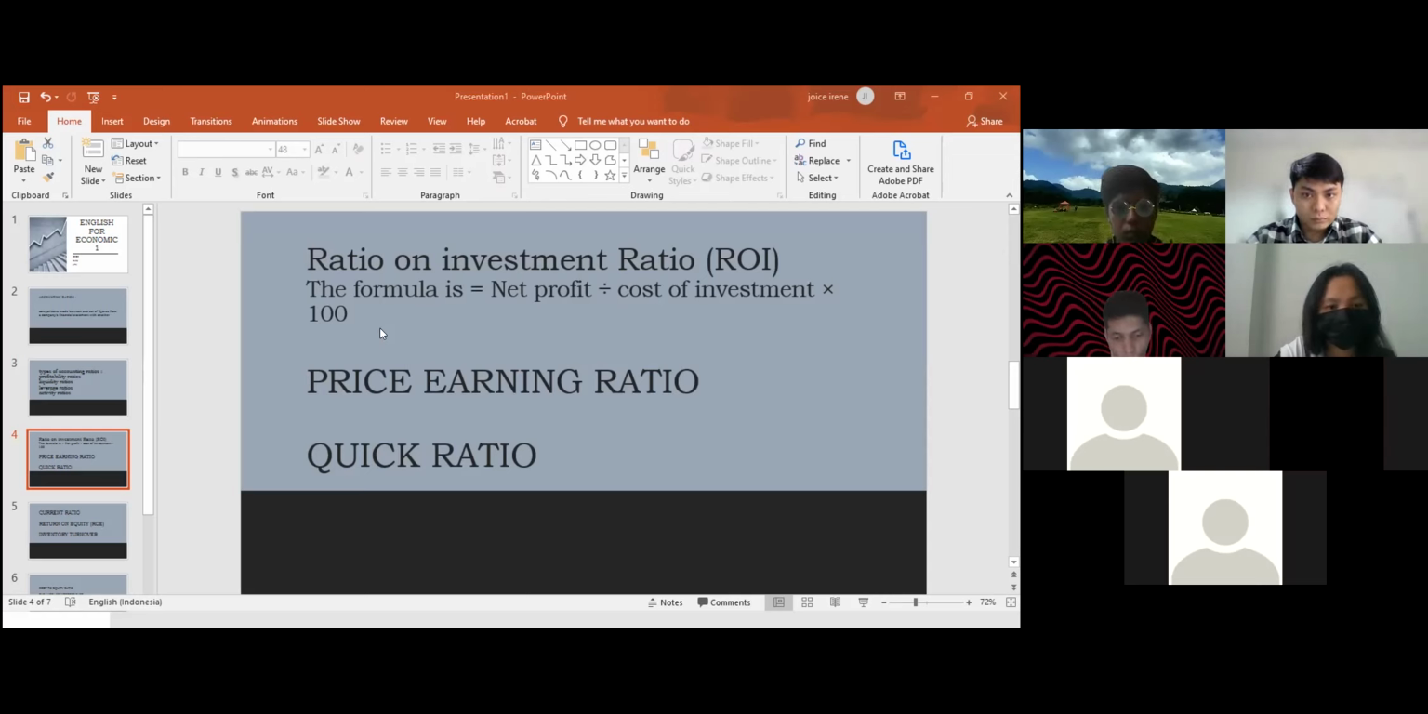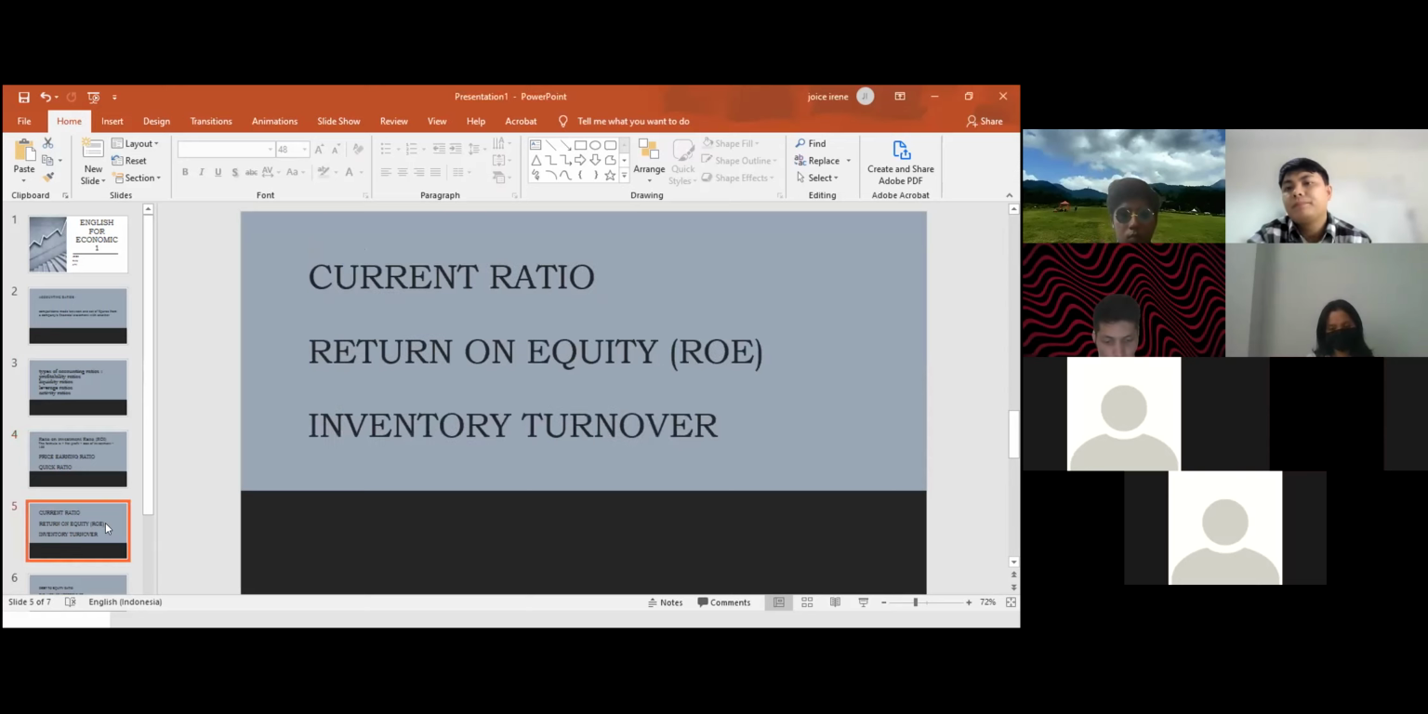And the quick ratio indicates a company's capacity to pay its current liabilities without needing to sell its inventory or get more financing. The formula is quick assets over current liabilities. Current ratio is used to measure the company's ability to pay its debt over the short term. The formula is current assets over current liabilities.